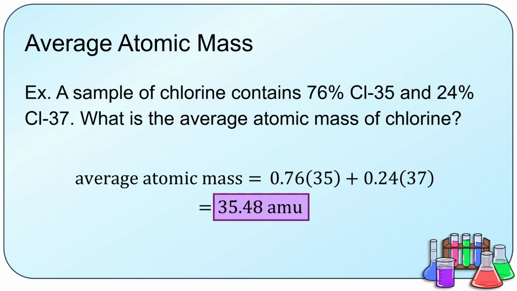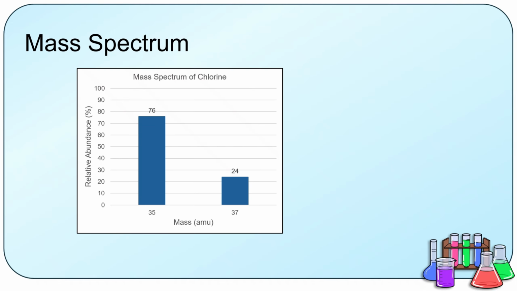Sometimes, instead of being given a word problem, you might be given a mass spectrum, like this one. A mass spectrum is a graph that will give you the same information as the word problem we just solved. Each bar on the mass spectrum is an isotope. From the mass spectrum of chlorine, we can see that it has 2 bars, so 2 isotopes. For each bar, we can read the isotope mass from the x-axis and the relative abundance from the y-axis.